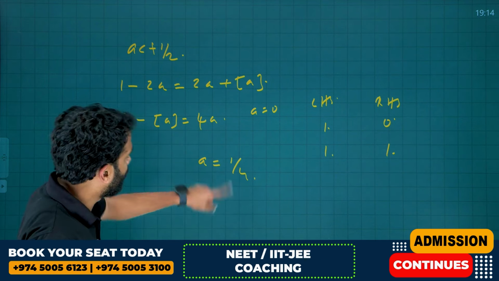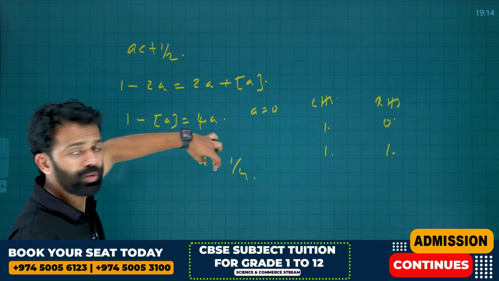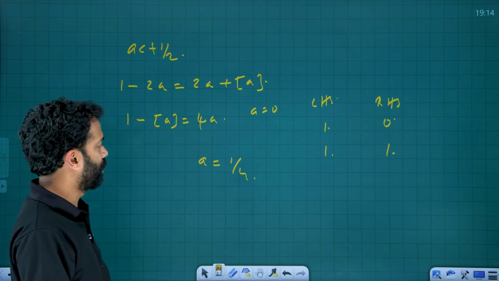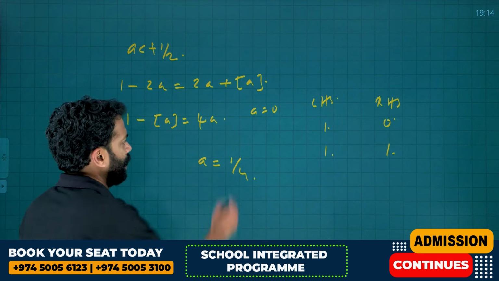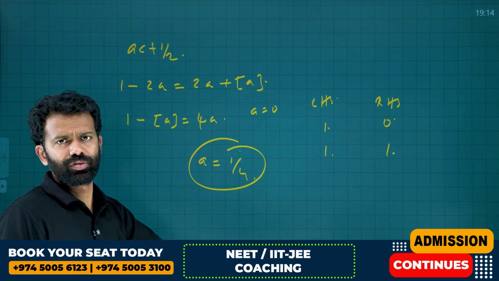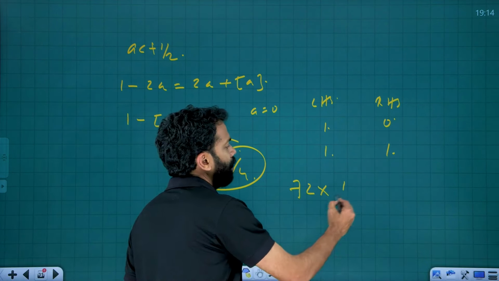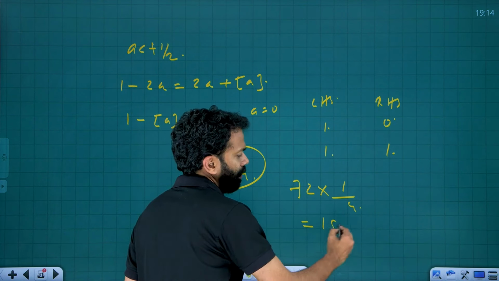Is it matching here also? See, a is less than 1 by 2. 1 by 4 is a value which is less than 1 by 2. So it is the final value. A is equal to 1 by 4 is the final value. Only one value is there. Therefore, there is no need of summing it up. Therefore, the final result will be 72 into the value of a, 1 by 4. So the net result will be 18.